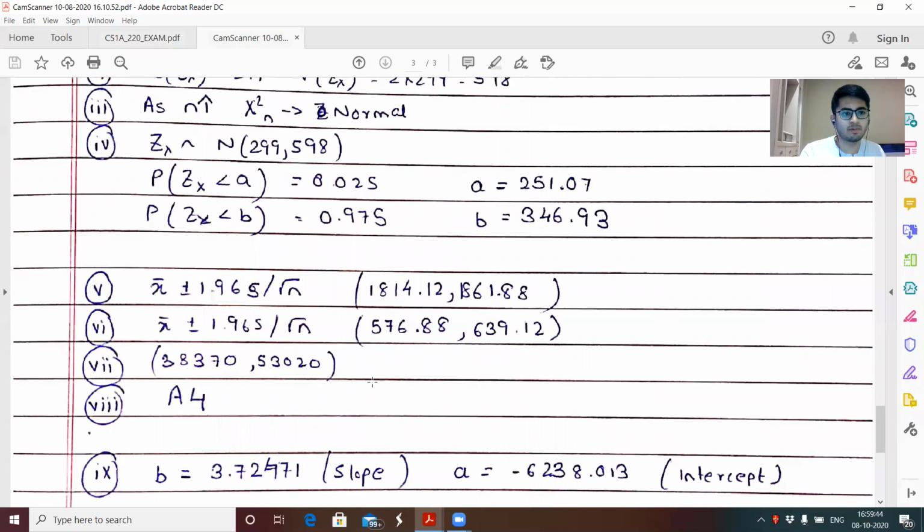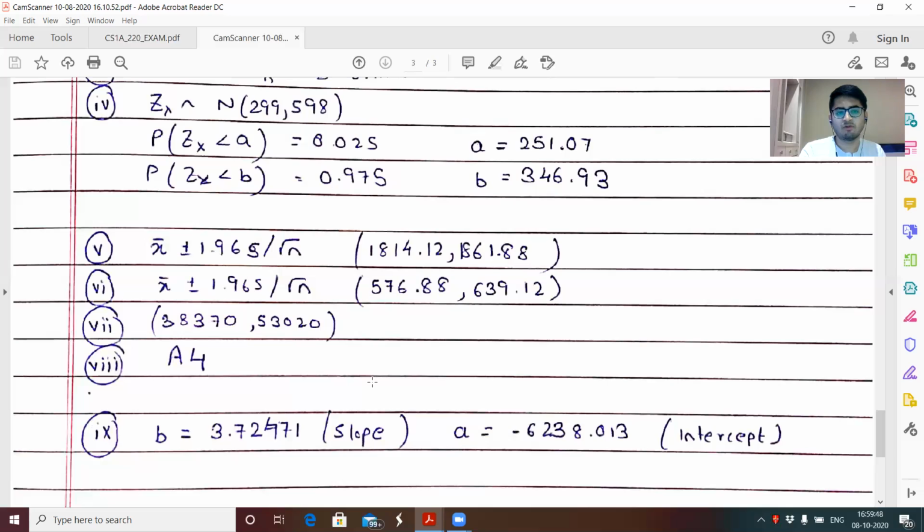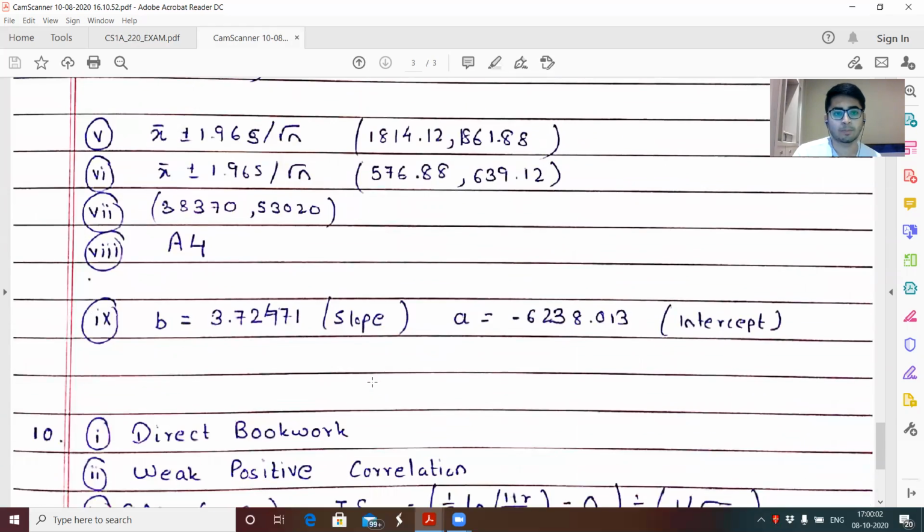Again, the first four parts were pretty direct. Some of you might have spent some amount of time in parts 5 and 6 thinking how to use the t distribution. Alternatively, if you had realized that for large values of n, my t n basically becomes a normal distribution.